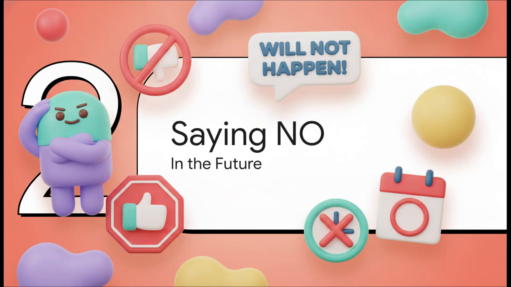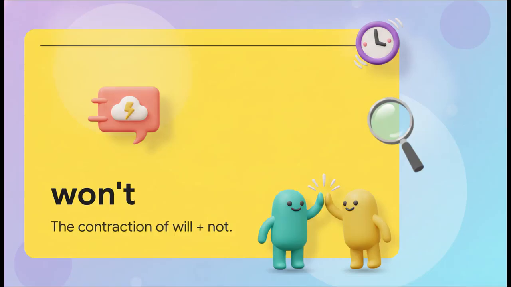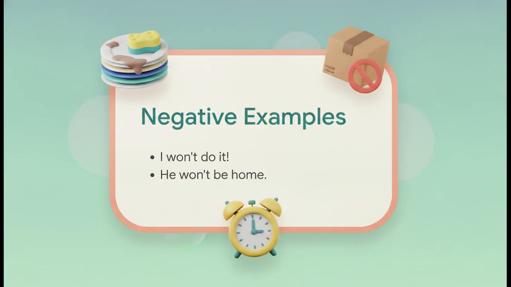Right, so we know how to say yes to the future. But what if we want to refuse to do something? What if we want to say something will completely not happen? Let's talk about saying no. To make a negative sentence, we simply add the word not, will not. But remember, we love to speak fast with our friends, so will not pushes together to become the word won't. W-O-N apostrophe T, won't.